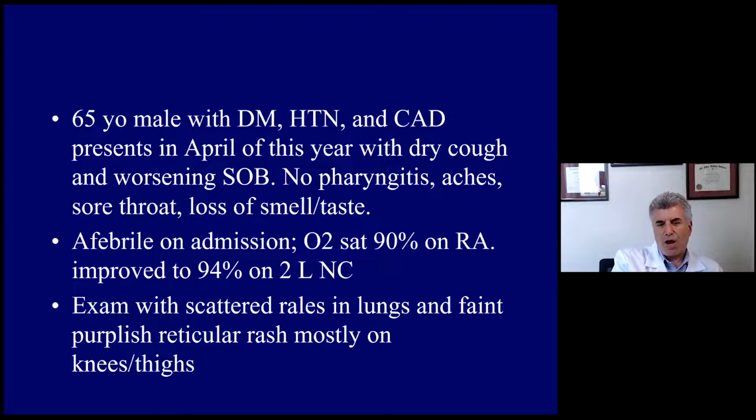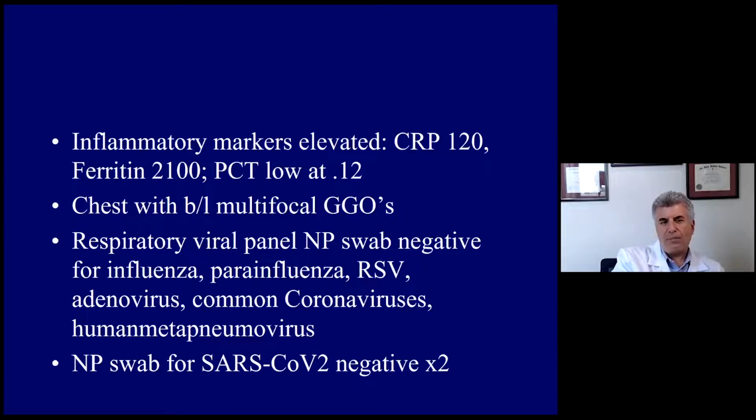His exam showed scattered rales in the lung, and he had a faint purplish reticular rash, mostly on his knees and lower thighs. His inflammatory markers were elevated. His CRP was 120, his ferritin was 2100, and his procalcitonin was low at 0.12. His chest CT had bilateral multifocal ground glass opacities. His respiratory viral panel, NP swab, was negative for influenza, parainfluenza, RSV, adenovirus, the common coronaviruses, and human metapneumovirus. His NP swab for SARS-CoV-2 was negative ×2.